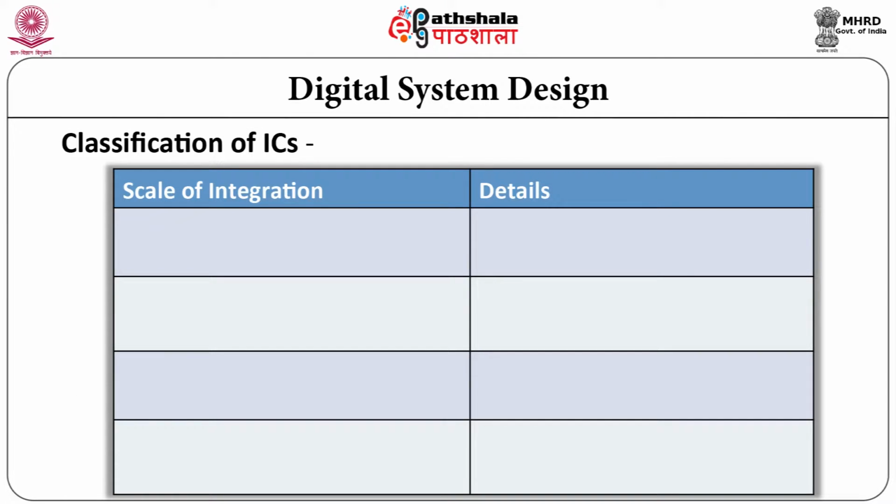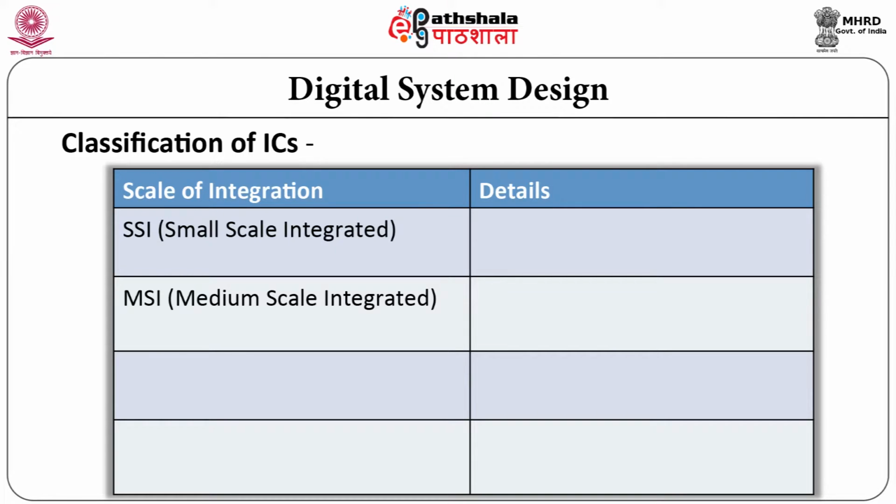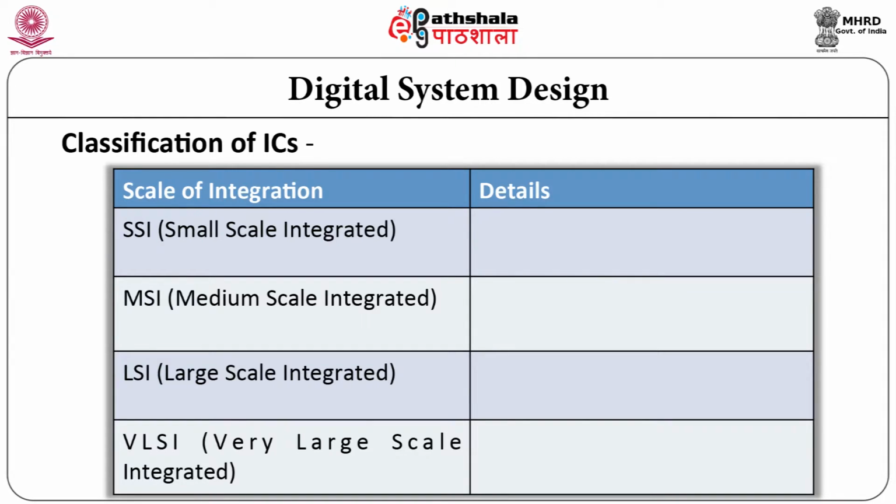In digital system, we mainly use digital ICs. ICs are classified according to the scale of integration, that is number of gates present in the IC. There are 4 major classes: SSI, MSI, LSI and VLSI. SSI is the small scale integration wherein the number of gates are around 1 to 30. The examples of the SSI are logic gates.